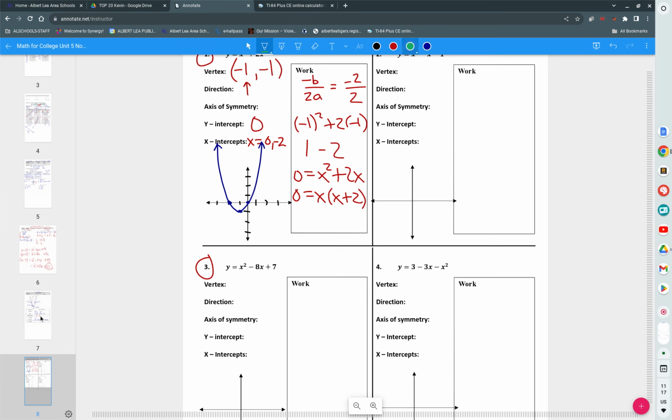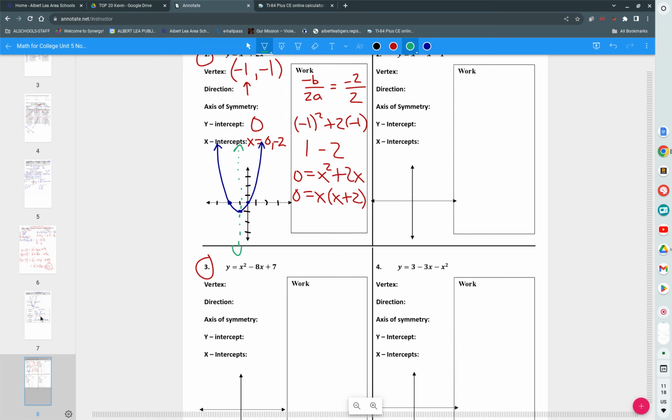I still need to identify the axis of symmetry. Axis of symmetry is that line that divides it in half. If you just give me a number on the test, I will take a half a point off. The axis of symmetry is not a number. It's an equation for a line.